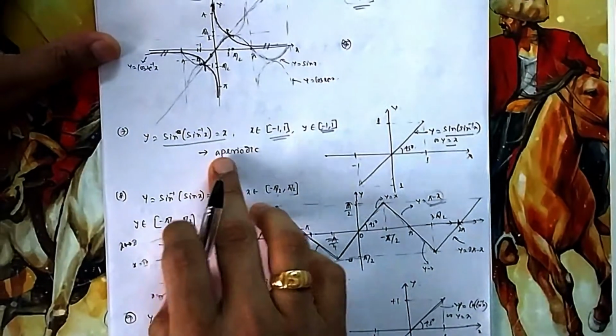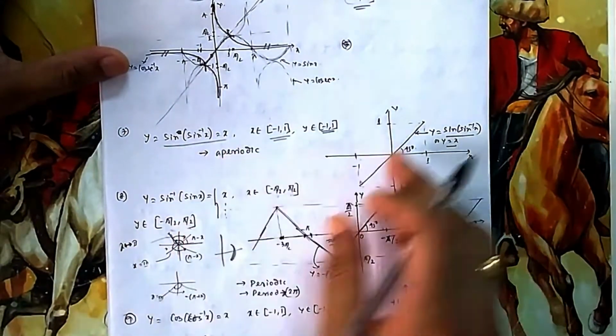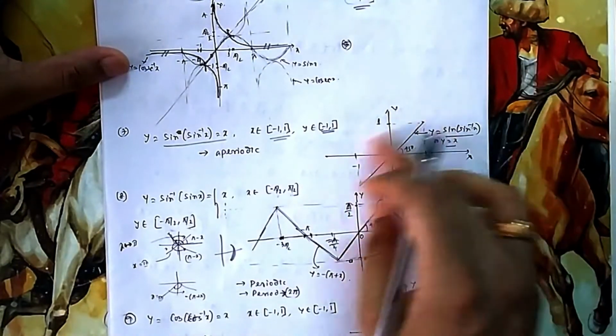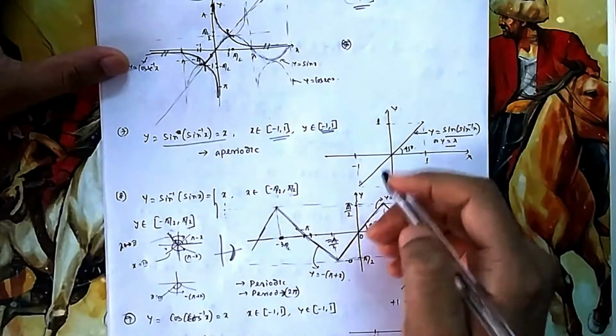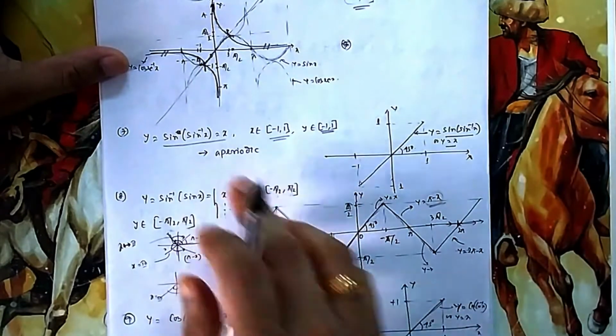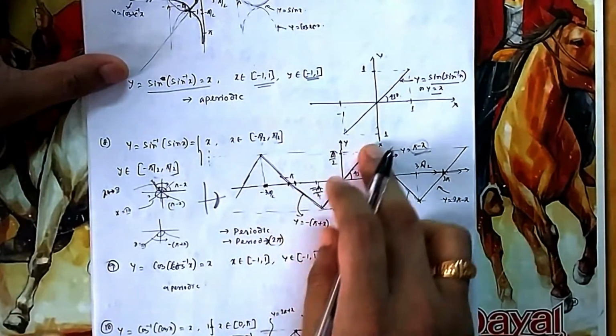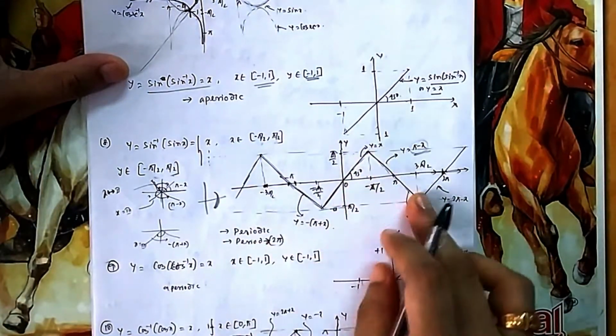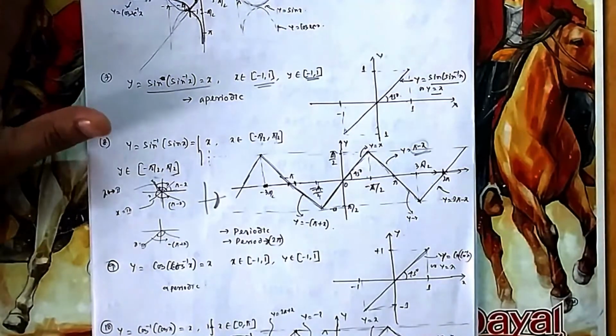Now some of these graphs: this is not periodic, the first one, sine of sine inverse, because this is up to only this branch. It is not repeating, the entire line is not coming, so only from here to here the graph is there. So it is aperiodic, that's why no period. But the sine x is periodic. It is repeating. What is the period? Like your normal sine x, 2 pi.